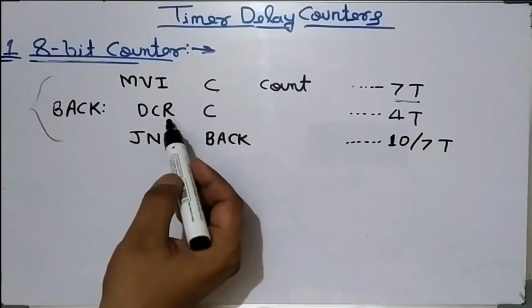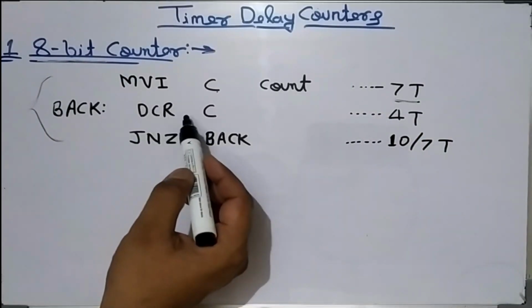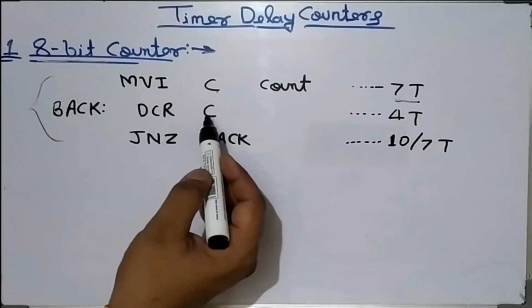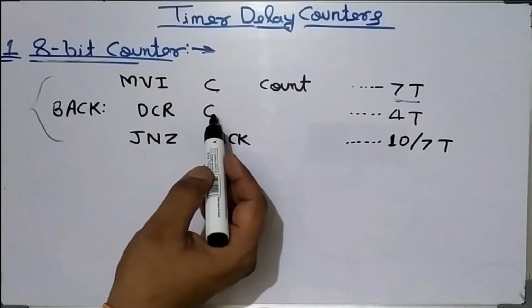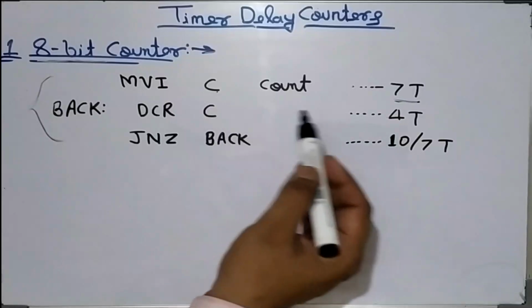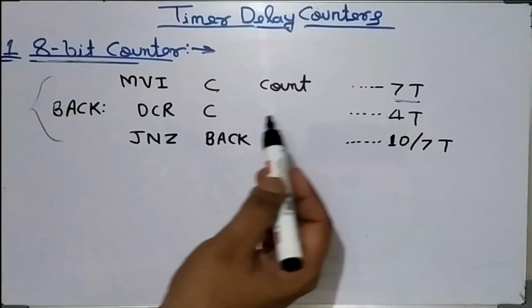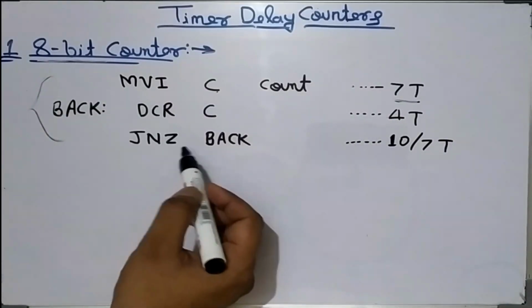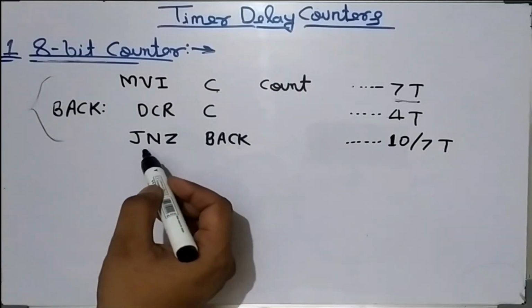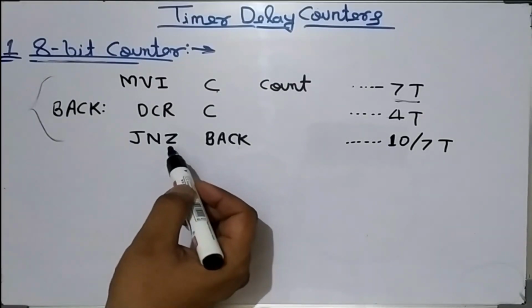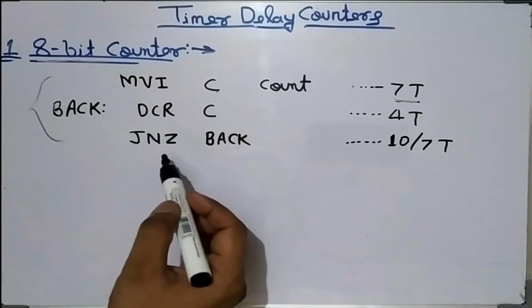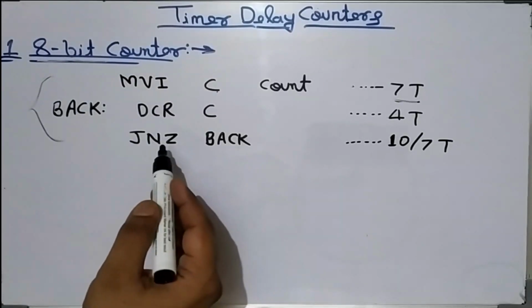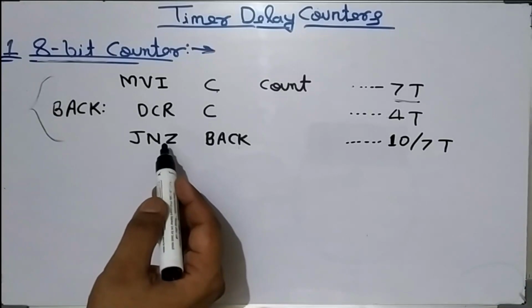And the next instruction is DCR C, decrement the count register C by 1. This instruction will consume 4T states. Now JNZ back, this is a jump instruction, and I said earlier that there are two types of jump instruction. First is conditional and the second one is unconditional.